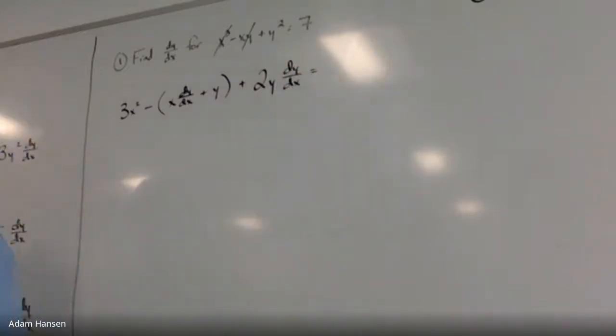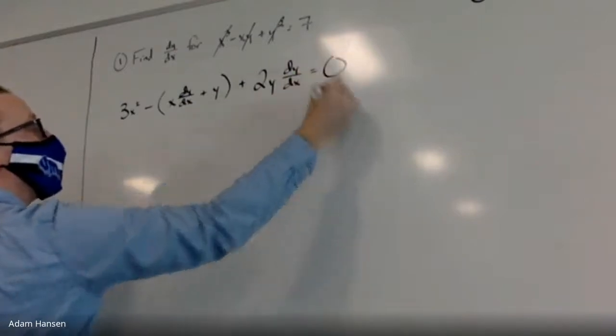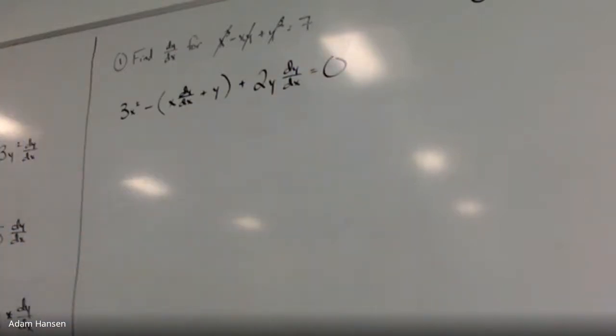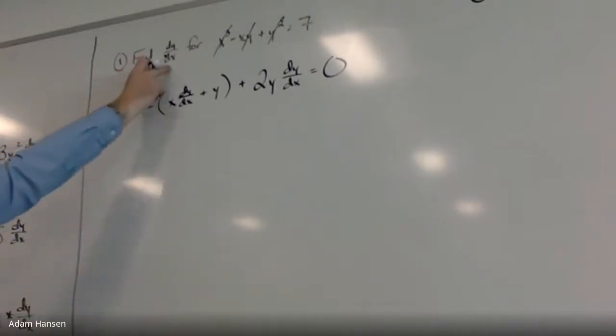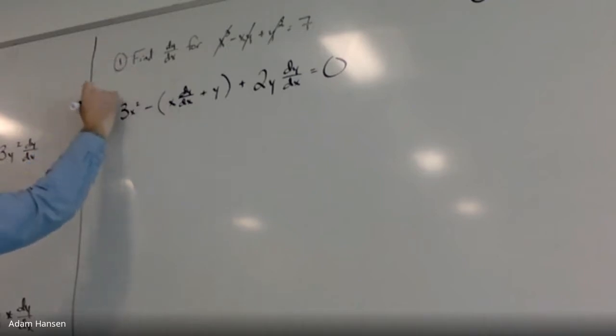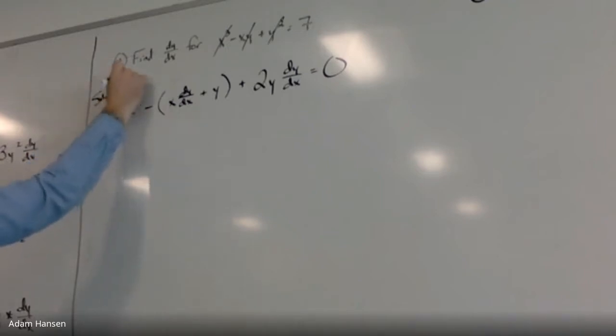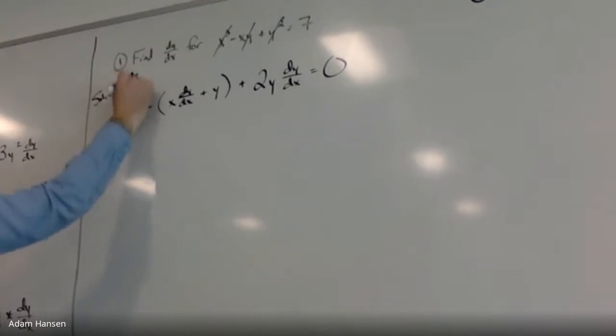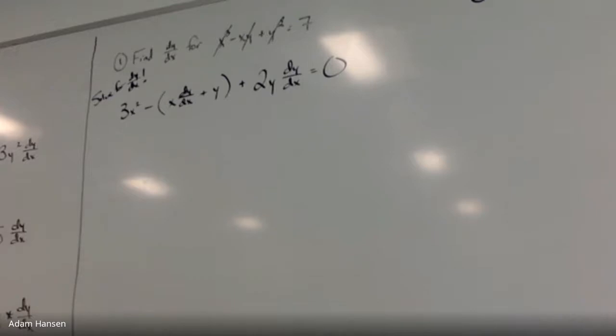Okay, now I've also got to take the derivative of what's on the other side of the equation. What's the derivative of 7? Okay, we've differentiated. All that's left is to find dy dx. So we need to solve for the derivative. Solve for dy dx. I'm trying to find dy dx.